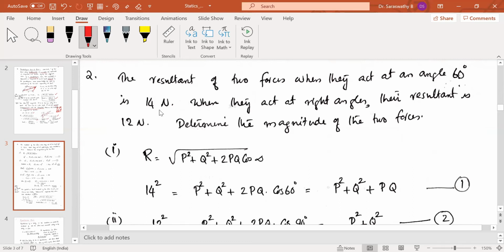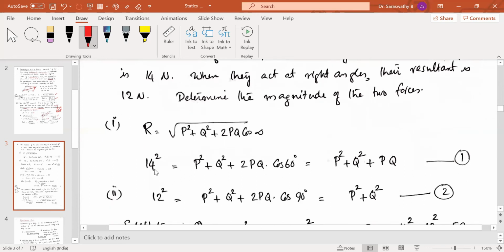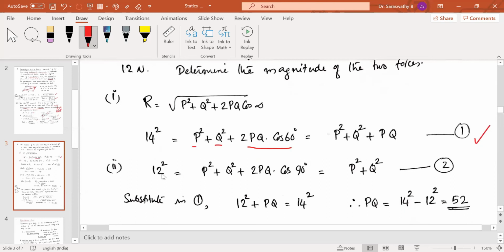First case, the angle is 60 degrees. The resultant is 14. So 14 squared is equal to P squared plus Q squared plus 2PQ cos 60. Cos 60 is 0.5. We'll get one equation: P squared plus Q squared plus PQ is equal to 14 squared, equation number 1. The second case, they act at right angles. So this angle alpha is 90 degrees, and the resultant is 12. So 12 squared is equal to P squared plus Q squared plus 2PQ cos 90. Cos 90 is 0. So we get P squared plus Q squared is equal to 12 squared. These are the two equations.